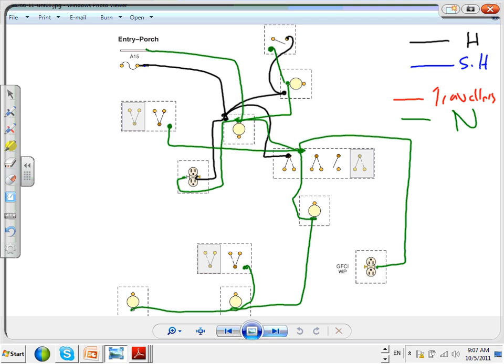Let's do travelers. My travelers, as you guys know, what they did is they grabbed one from here and went all the way to here, and one from here went all the way to here, right? This is my travelers going between these two three-way switches to switch the light in the hallway. That's my hallway, my light in the hallway.